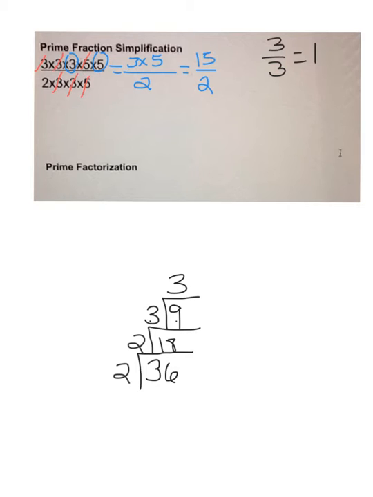So, now to figure out the prime factorization for the number 36, I simply multiply all my numbers on the outside. So the prime factorization of 36 would be 2 times 2 times 3 times 3 equals 36.